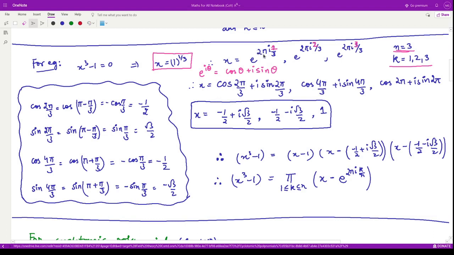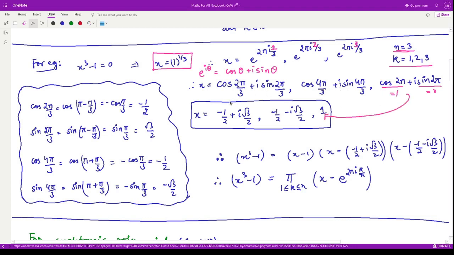So it is equal to 2 pi upon 3 into iota. This thing could be written as cos 2 pi upon 3 plus iota sin 2 pi upon 3. Similarly, for the second we have 4 pi upon 3, so it is cos 4 pi upon 3 plus iota sin 4 pi upon 3. Likewise, it is cos 2 pi plus iota sin 2 pi. Now you know sin 2 pi is equivalent to 0 and cos 2 pi is equivalent to 1. So this root becomes simply 1.